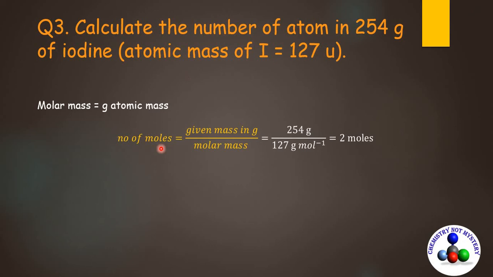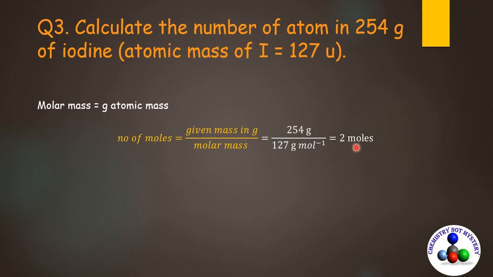So by dividing the given mass by molar mass, you will get the number of moles. Atomic mass of iodine is given, that is 127 u, and you know the molar mass is nothing but the gram atomic mass. So the molar mass will be 127 grams per mole. By dividing 254 grams by 127 grams per mole, you will get 2 moles.